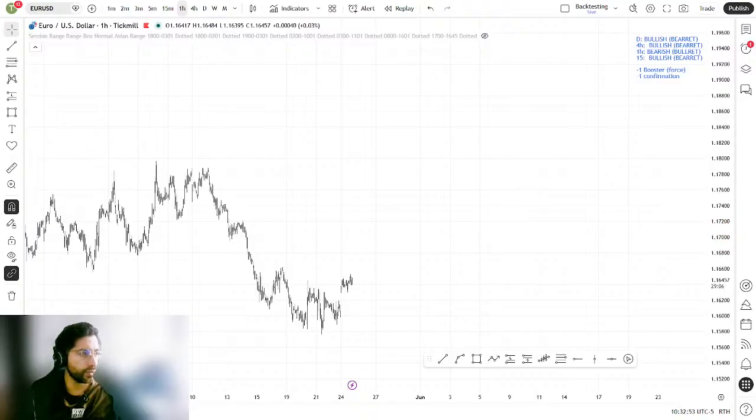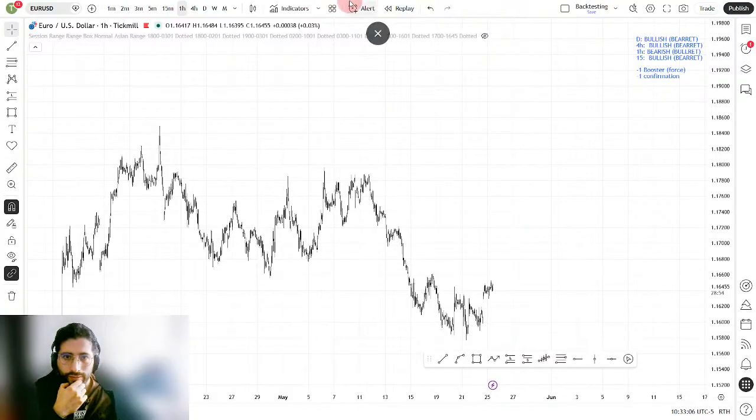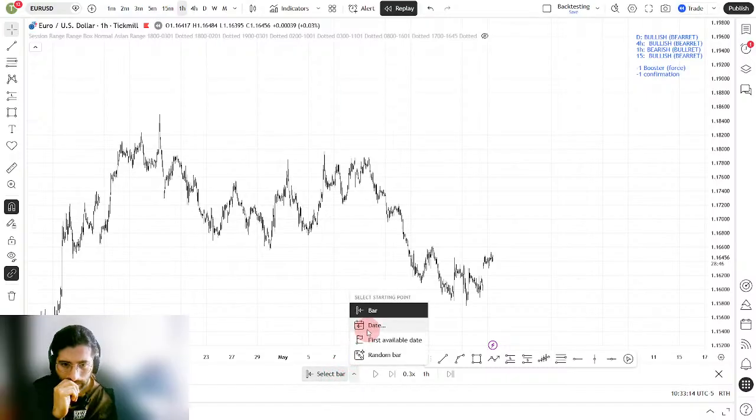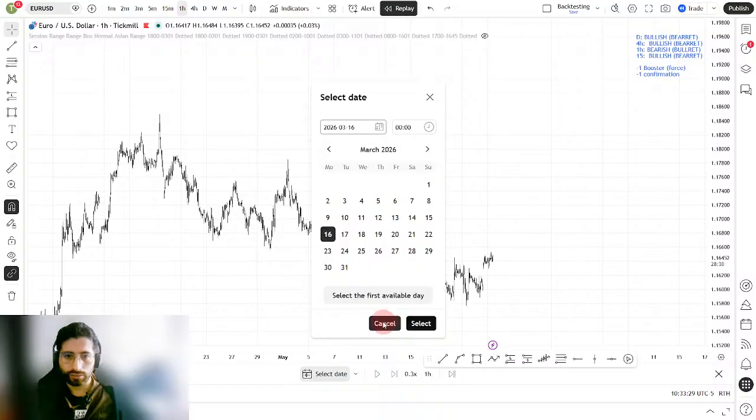So we're going to start doing a backtesting today using the smart money concepts, and I'm going to do it in the Euro USD. So let's start with this and go into it. I'm going to select a certain date randomly on the market. Let's go to March. Let's see what happened in March. Let's say March 16th.